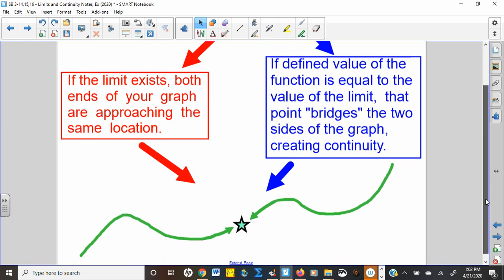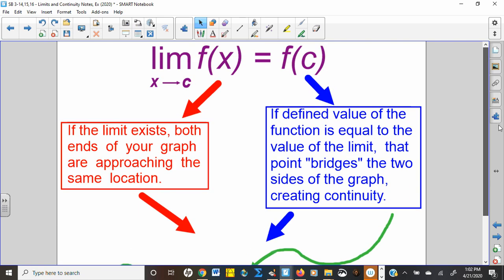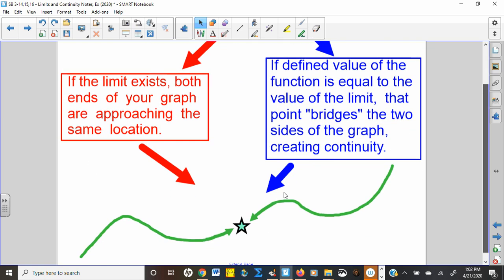And so here's the idea. The limit tells me that I'm moving towards the same height. The big question is, is there anything that's going to be there when I get there? If there is a hole, I don't have continuity, do I? That would tell me the limit was not equal to f of c. But if the limit is equal to f of c, like the definition states, ta-da, we go right through that point, we are bridged. That is the definition of continuity.